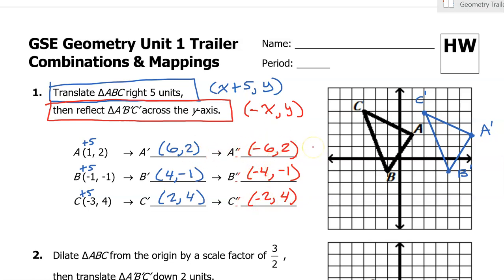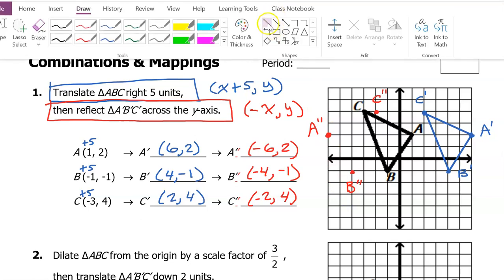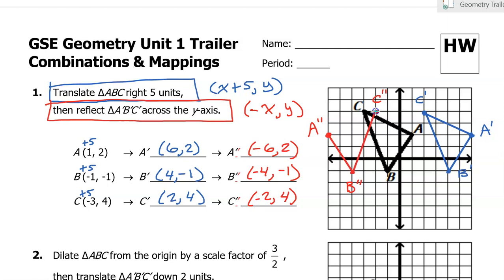So let's graph these, and it should be a reflection of the blue triangle over the y-axis. So -6, 2 would be right here. -4, -1 would be right here. And -2, 4 would be right here. So this will be A double prime, B double prime, and C double prime. Let's draw that. So at a glance, you can see that this is a reflection of the blue triangle over the y-axis. It seems to make sense. And that's it. That's how you do it.